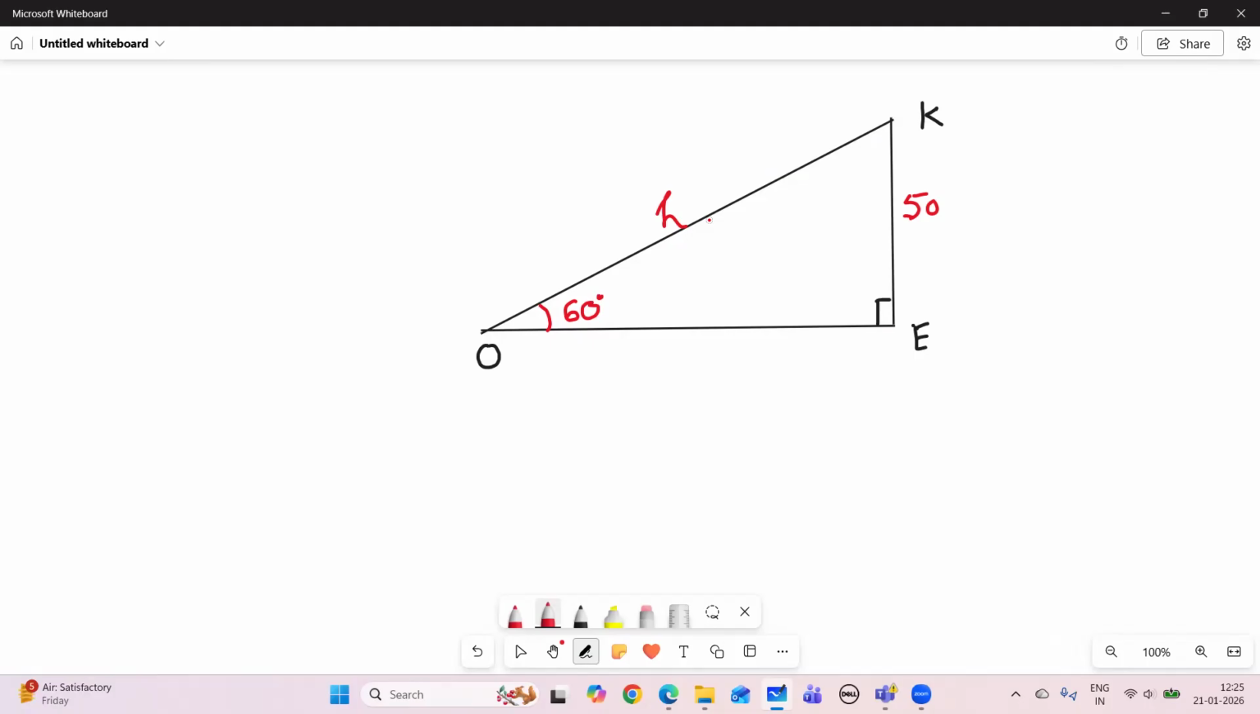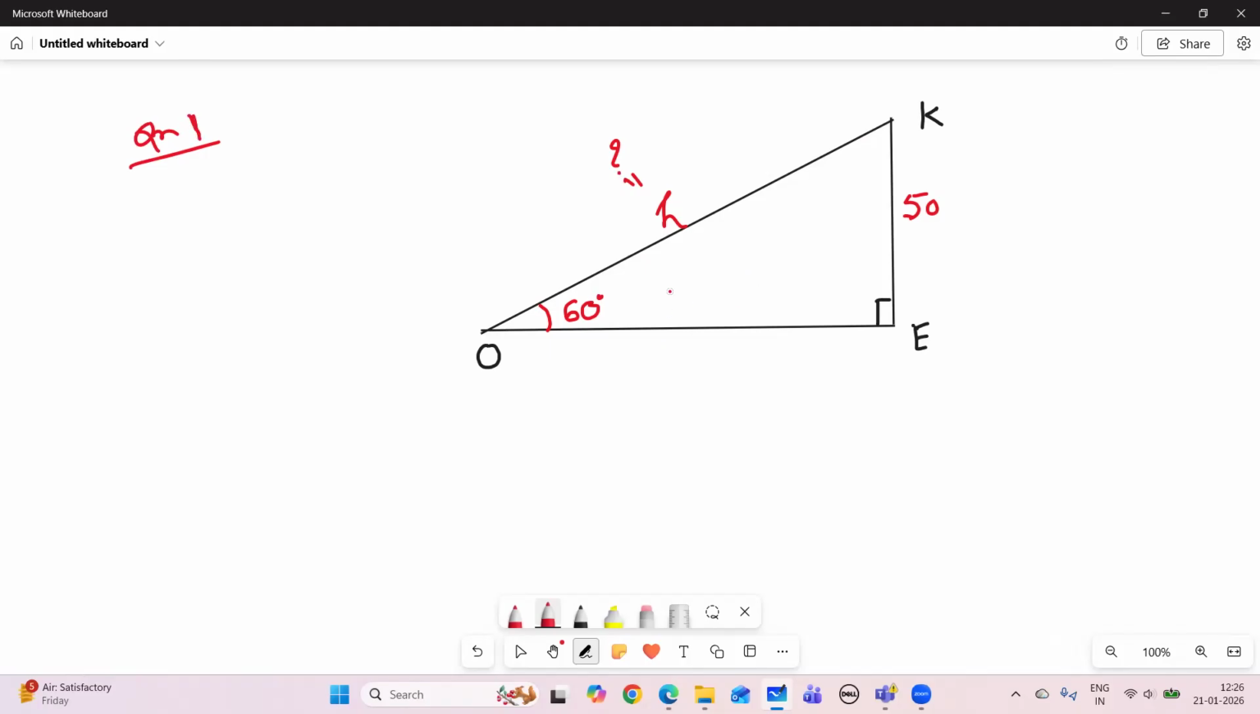We are asked to find the string of the kite, that is OK. Let OK represent the string. We have to find its length. That is, we have to find this h. Let the string's length be h. We have to find h. This is question number 1.